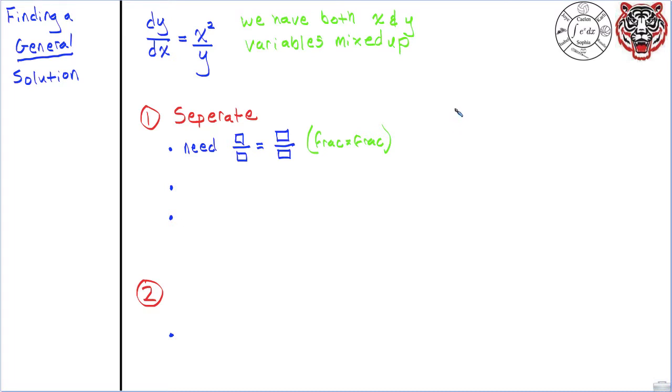So we have that already. It was dy over dx equals x squared over y. We have this form, and the next part of separating the variables is to cross multiply. Whenever I have two fractions set equal to each other, that is usually what you do. So you cross multiply.